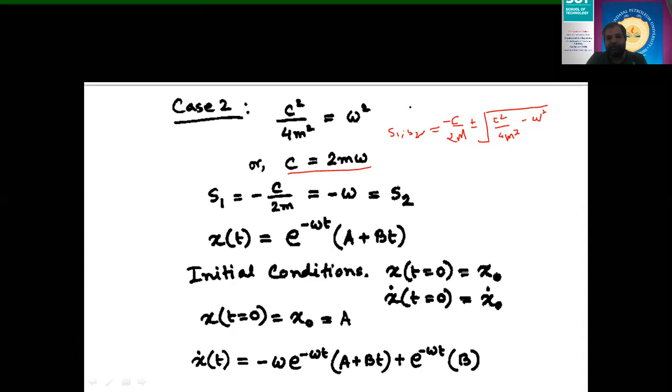So basically, if you put this equal to 0, then both roots S1 and S2 will be nothing but minus C by 2m. Now from this relation, C by 2m is equal to omega. So I am replacing C by 2m with omega. So this becomes minus omega, which is equal to S2. So S1 and S2 are the same in this case because the roots are real and equal.